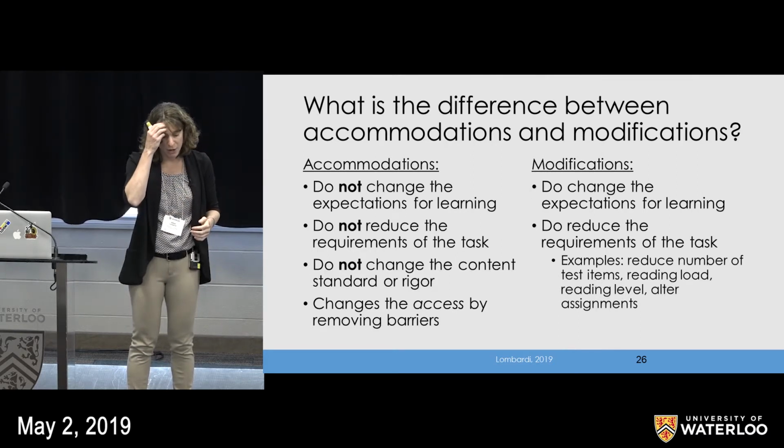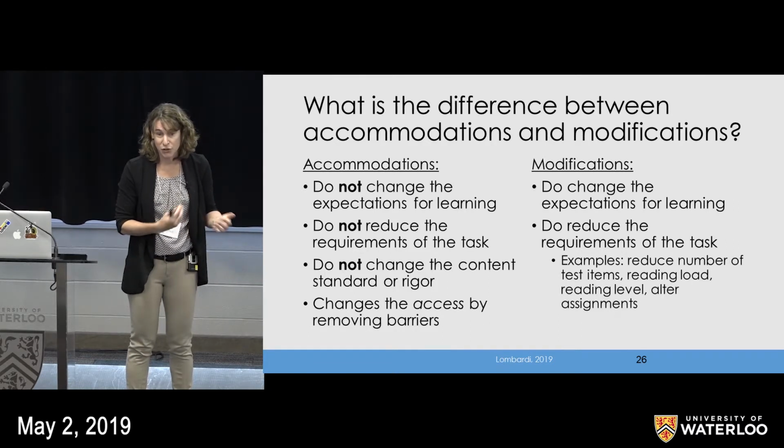Some examples of reducing the requirements of a task might be to reduce the number of test items, or the reading load, or the reading level, or changing the assignment in some way so that it's a specialized assignment for that one individual. You shouldn't be asked to do that when accommodating a student, generally speaking. That would be considered a modification.